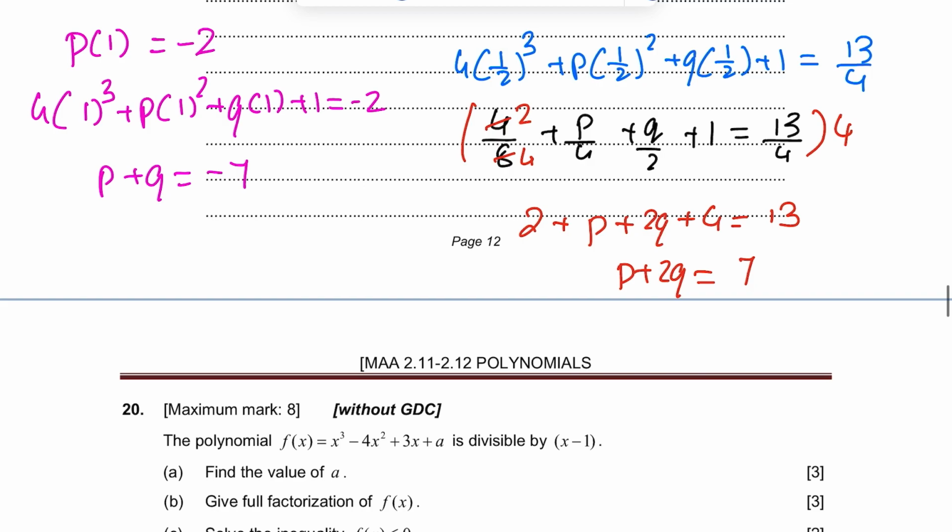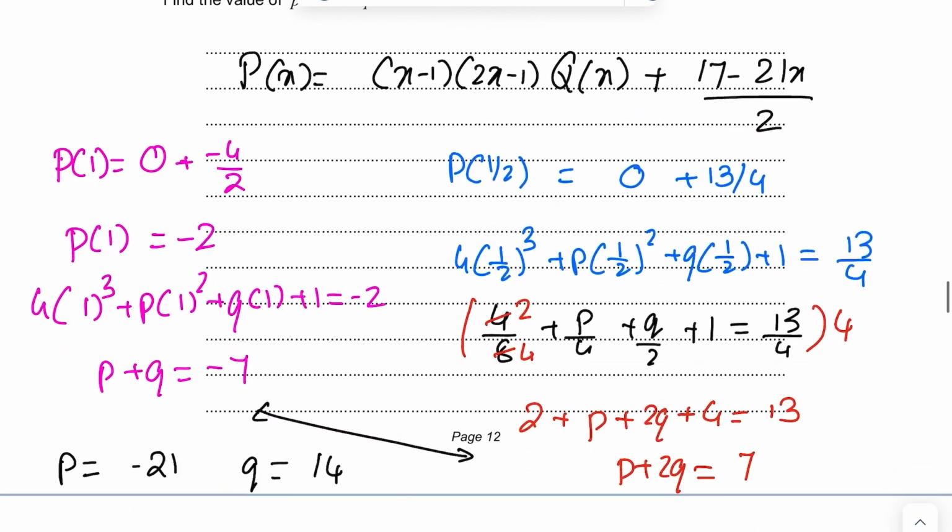So I got two equations. I'm trying to solve those two equations directly. When you solve it out, you should be getting P equals minus 21, Q equals 14. Check those simultaneous equations. That's going to be the answer.